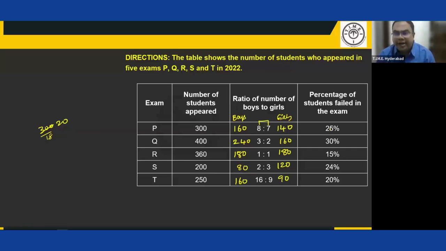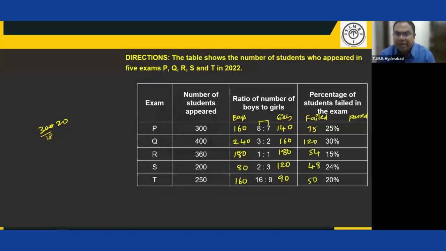Percentage of students failed. So how many failed? I'll write how many passed. 1/4 failed, 75. 30% failed, 120. 15% failed: 10% is 36, 5% is 18, so 54. 24% failed, 24 by 100, zeros will get cancelled, 48.